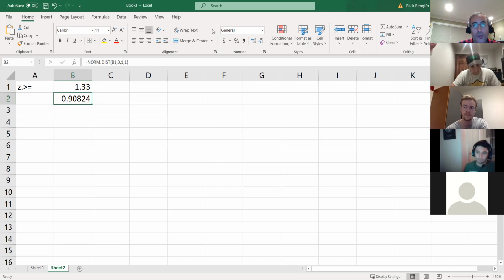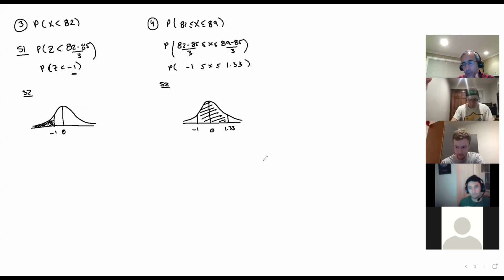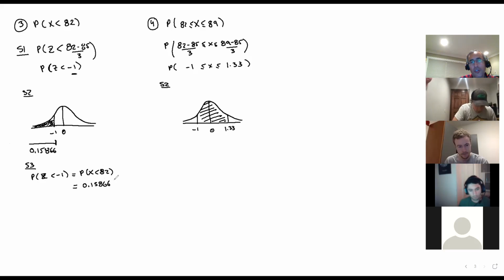Okay, so let's go into here. And remember, guys, that the probabilities always go from the left to the right, up to the point that you want to stop. So basically, my probability from minus infinity up to this point equals what? 0.15866. Do you agree? Do I need to do something here? Nothing. It's already the answer. So my answer is the probability of C is smaller than minus one, that is exactly the same as the probability of X is smaller than 82, which is equal to 0.15866. So 16%.